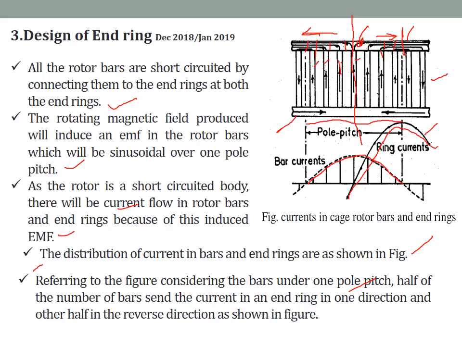You can see here where bar currents are maximum, in that position the end ring current will be minimum, and where the bar current is minimum, end ring current is maximum. So now bar currents are not uniform. You can see this with this diagram.